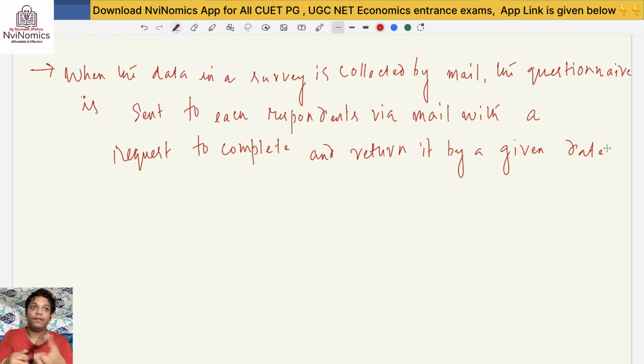In the mail the investigator will send the questionnaire to each and every respondent selected for the respective survey, with a request that please complete the questionnaire and return it within a stipulated time. So am I clear to you regarding this method, or any confusion?